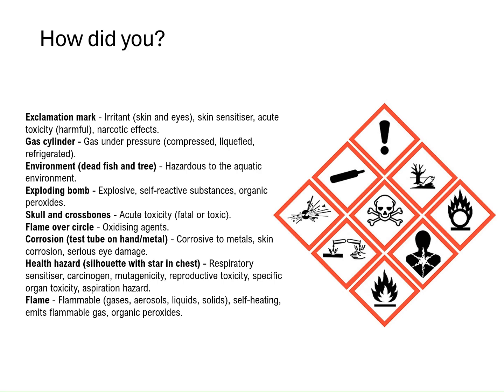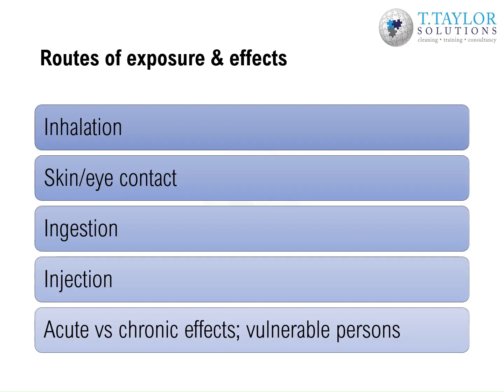Now, let us look at how these chemicals can affect the body. Chemicals can enter the body in several ways. You may breathe them in, they may touch your skin, you may accidentally swallow them, or they may splash into your eyes. Each type of exposure can cause different effects.